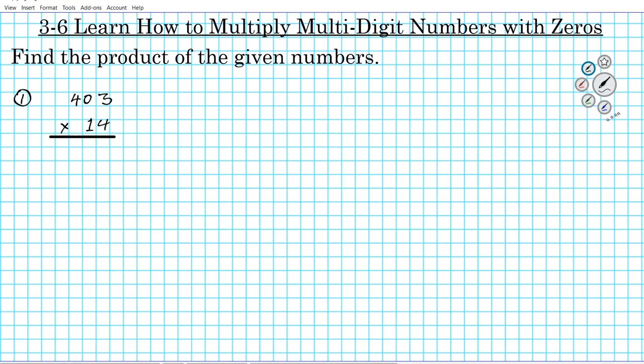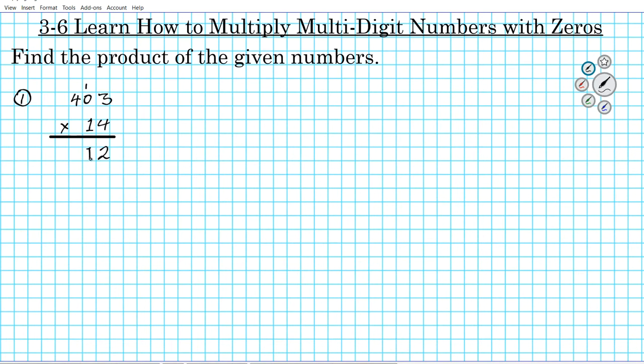So starting with 4, it will be multiplied by these 3 numbers, and then we'll start placing our product digits in the ones place. All right, let's do it. So 4 times 3 is 12, so it's 2 digits. You put a 2, carry 1 over. 4 times 0 is 0. 0 plus 1 is 1.